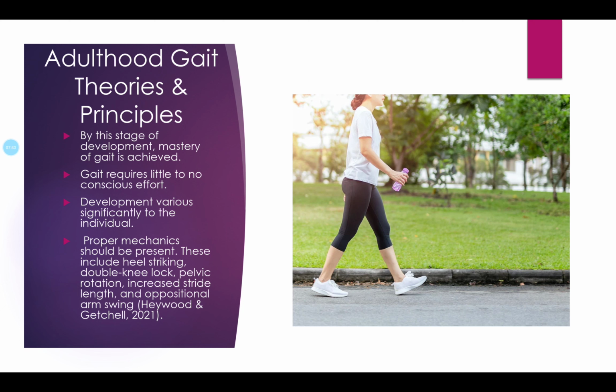Adulthood gait theories and principles. By this stage of development, mastery of gait is achieved. It doesn't require, or requires very little, conscious effort in order to walk. Development varies significantly to the individual, so proper mechanics should be present by this point. These include heel striking, double knee lock, pelvic rotation, increased stride length, and oppositional synchronized arm swing.